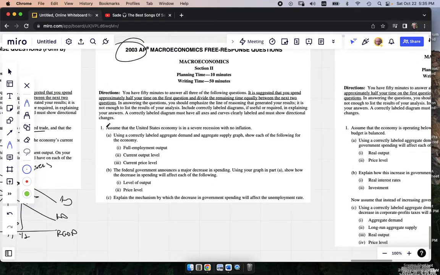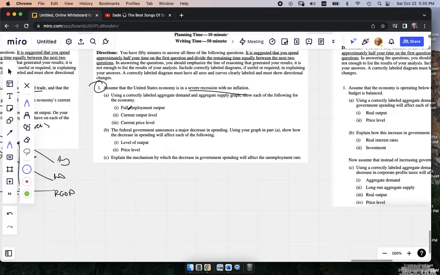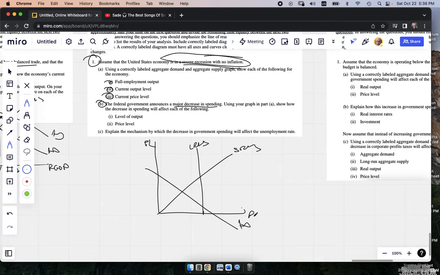2003. They just tell us we're in a recession. Full employment output, current output level, current price level. There's a decrease in spending during a recession. Think about that for a second. If we are in a recession, and I'm just going to draw it like we know how to draw it, full employment would be YF, again, Y1, price level 1. Hopefully you're getting tired of these. Current output, current price level.